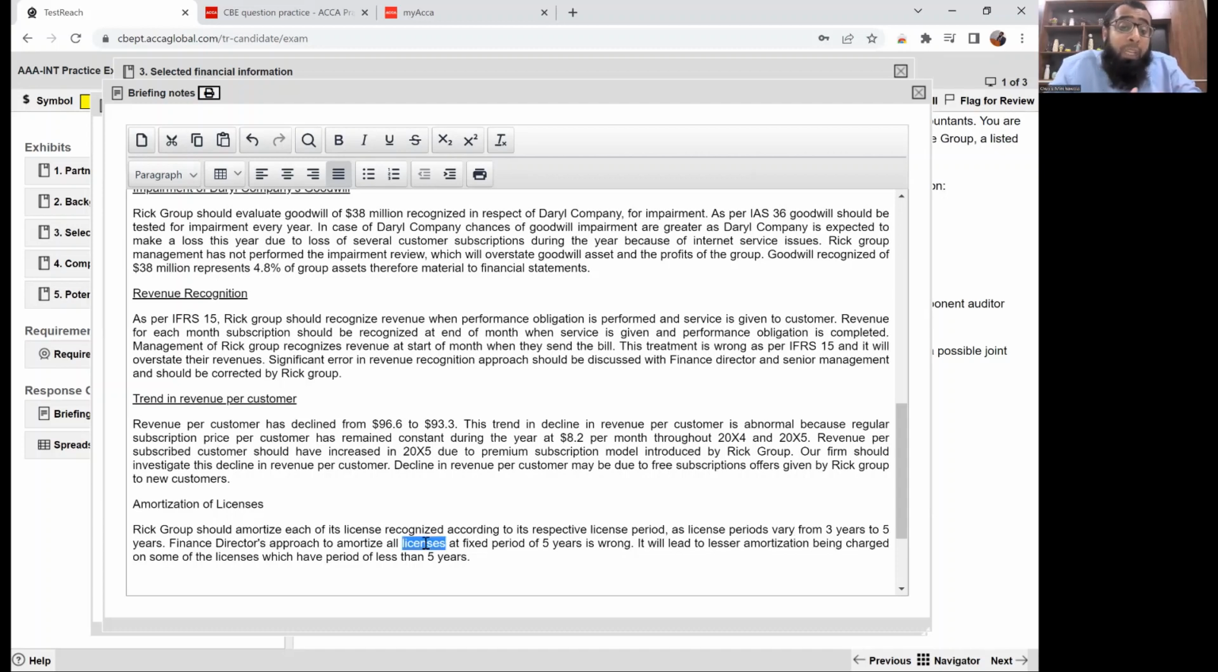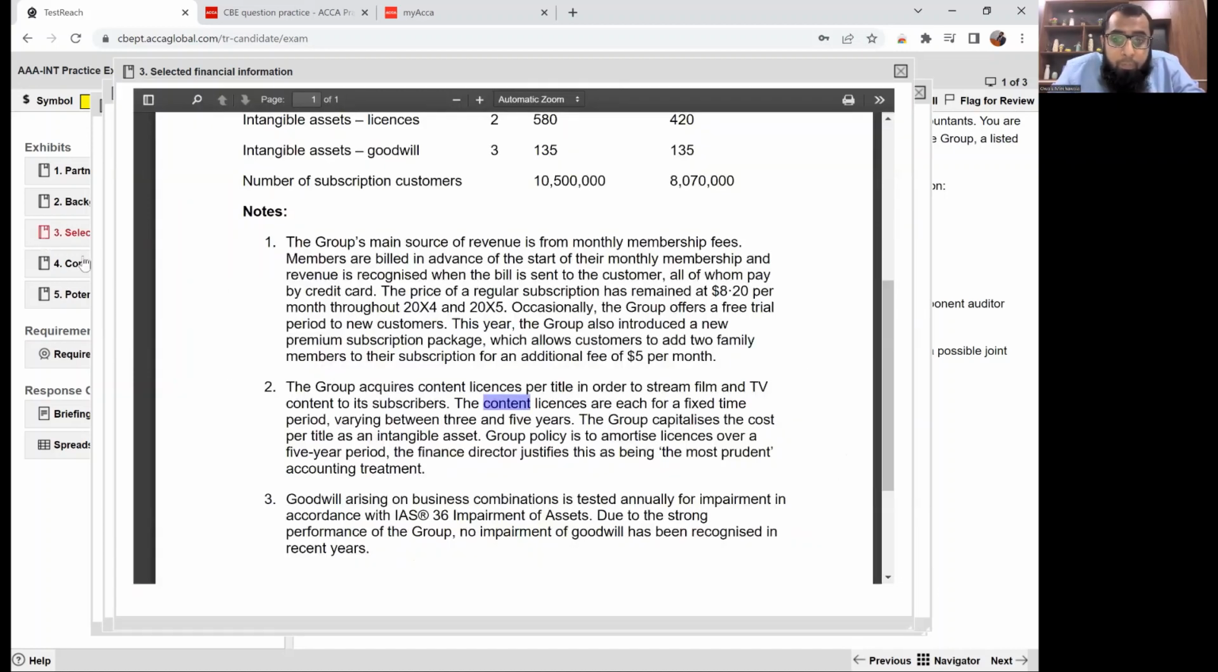Finance director's approach to amortize all licenses at a fixed period of 5 years is wrong. It's not correct. It will lead to lesser amortization being charged. Because if the license period is 3 years, you should be dividing it by 3, but you are forcefully dividing it by 5. Okay? It will overstate profits and license asset of RIG group. Okay? License asset recognized worth how much?